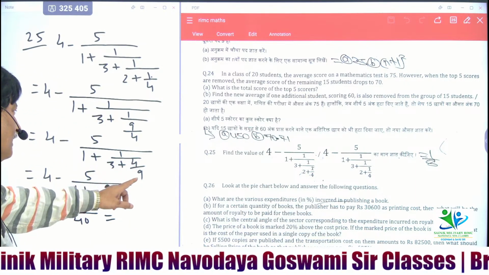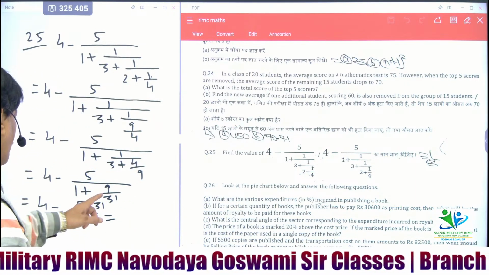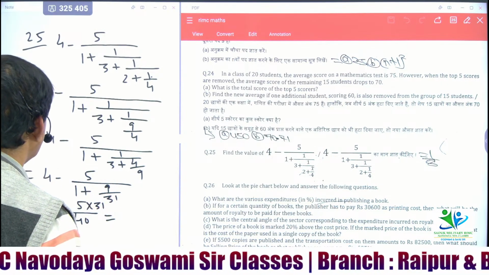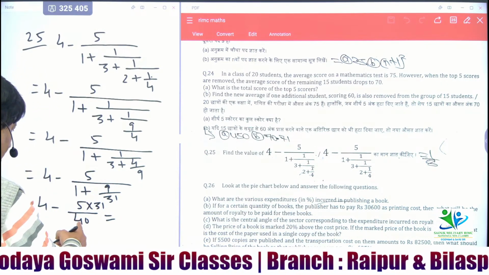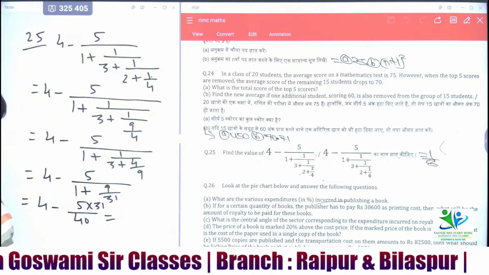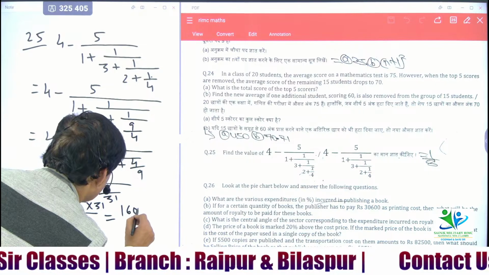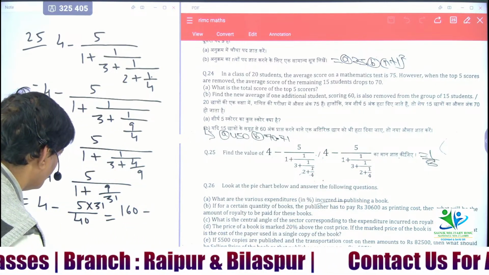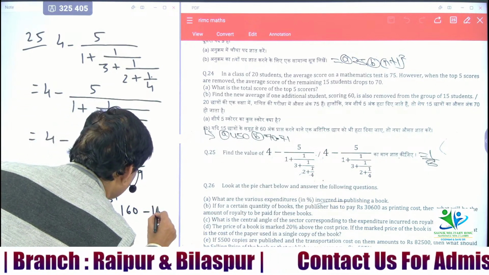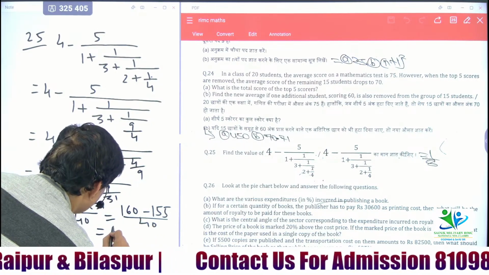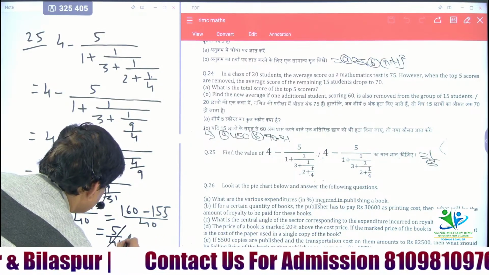And from here, 27 and 4, 31 by 9, and 1 upon 31 by 9, reciprocal is this one, and again take 1 plus, that is 40 by 31, 31 is here. And now 40 into 4, that is 160, and 31 into 5, that is 155, divided by 40, and 5 by 40, your answer is 1 by 8.